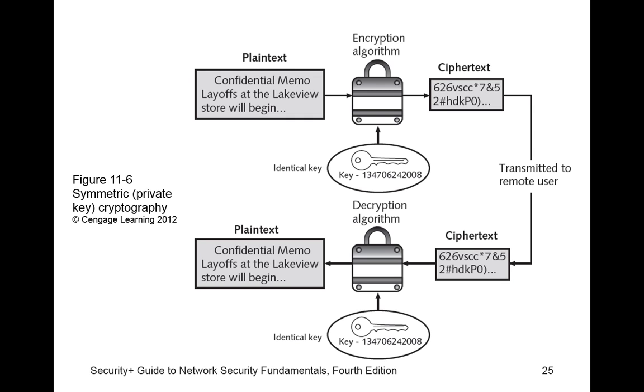So here's a symmetric. Plaintext comes into the encryption algorithm and changes to the ciphertext, but I'm using this key so that when it gets transmitted, they have to use the same key to undo the ciphertext to get the information. All right.